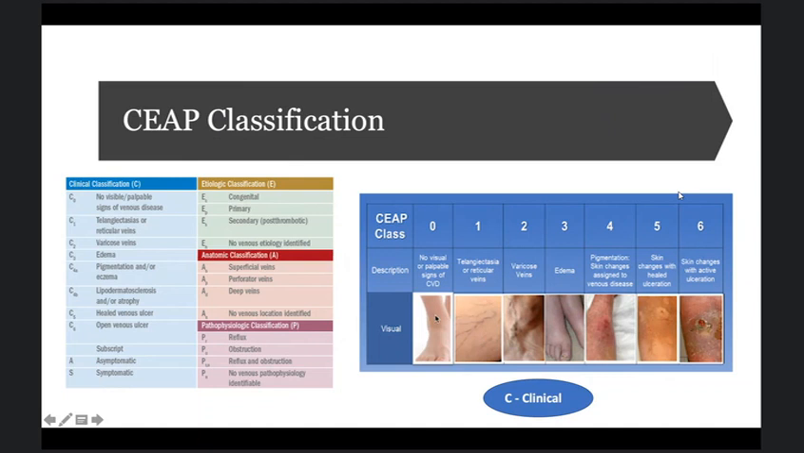C0: no visual or palpable signs of venous disorder. C1: arterial veins. C2: varicose veins. C3: edema. C4: pigmentation, skin changes. C5: skin changes with healed ulceration, and C6: skin changes with active ulceration. I want you to focus only on the clinical classification, which is very useful in clinical practice.